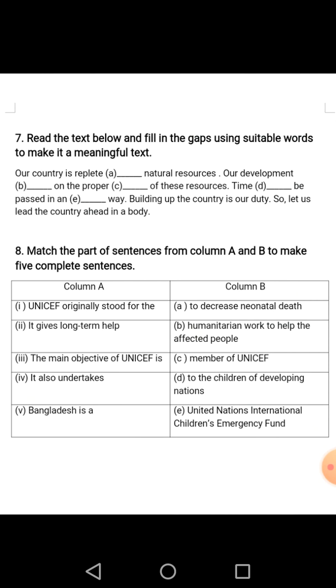Question number 7. Cloze test without clues. Read the text below and fill in the gaps using suitable words to make it a meaningful text. You all know you won't be given any clue here in cloze test without clues. Now boys, everyone go through this text and try to find out the answers.